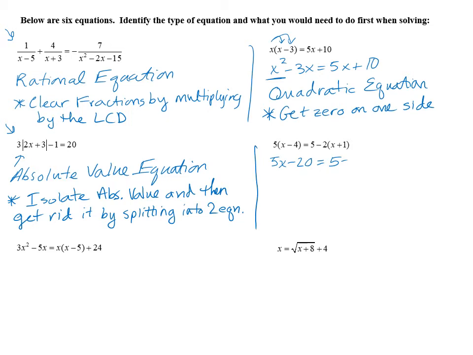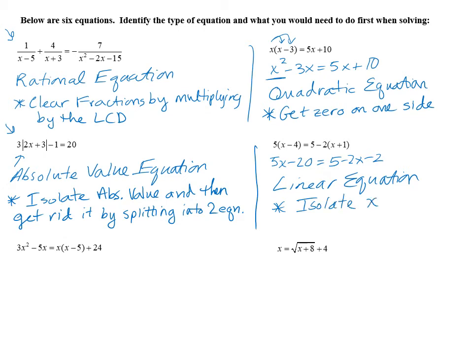And if I distribute the negative 2 to x plus 1, I get negative 2x minus 2. Watch your signs whenever you distribute. As you can see, there's still no x squared terms, so this appears to be a linear equation. With a linear equation, you do not need to get 0 on one side like you do on a quadratic. All you need to do is simply isolate x.